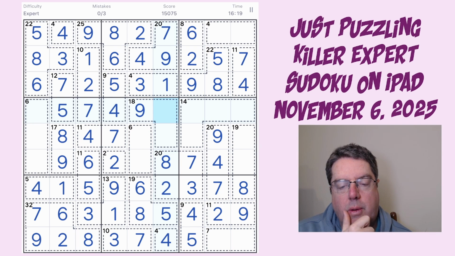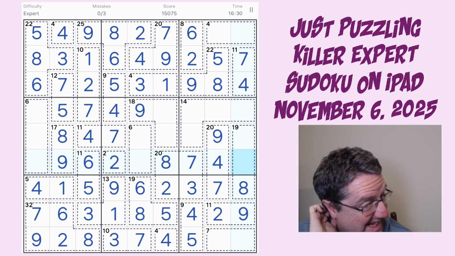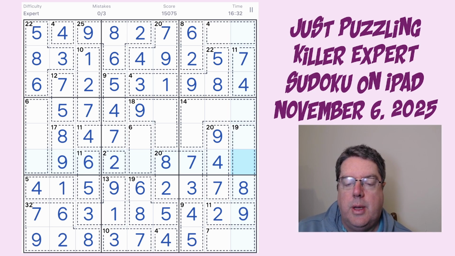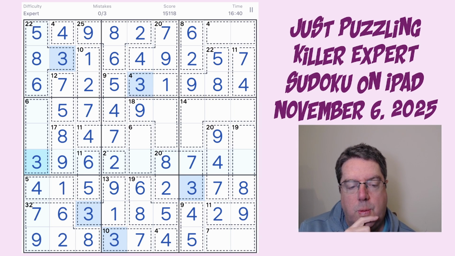1 and 5. 1, 2, 3. So 3 can be here. 5 and 6. Well, 3 can't be there because that would have to be an 8 there, which can't be because that's an 8. So 3 can't be there, so that's a 3 there. 1 and 2 there.